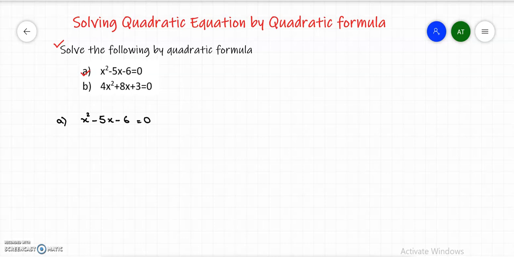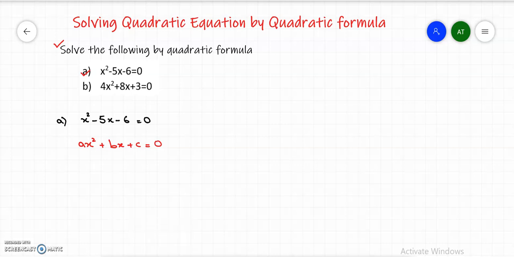to 0. So whenever we have to solve the given quadratic equation by using quadratic formula, we have to compare the given equation with the standard form of the quadratic equation, that is ax square plus bx plus c equals to 0. And we have to figure out what is a, b and c.